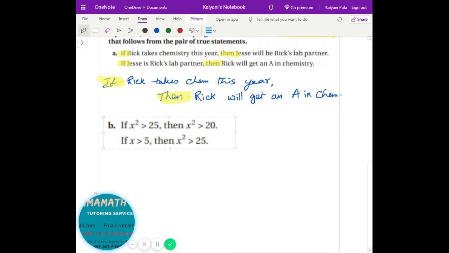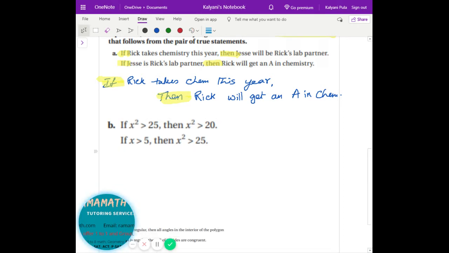All right, let's look into the next question. If x squared is greater than 25, then x squared is also greater than 20. The second statement is if x is greater than 5, then x squared is greater than 25. So go ahead and write a new conditional statement.